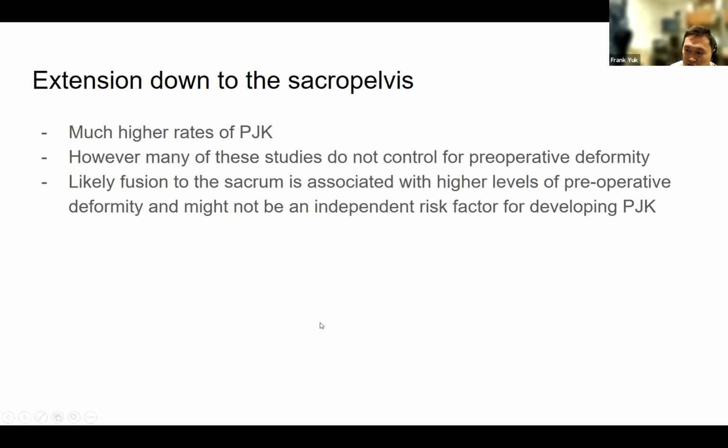And so extension down to the sacrum or pelvis has much higher rates of PJK, like I said, but these studies didn't really control for preoperative deformity. So likely the fusion to sacrum is associated with just higher levels of preoperative deformity. It might not be an independent risk factor for developing PJK.